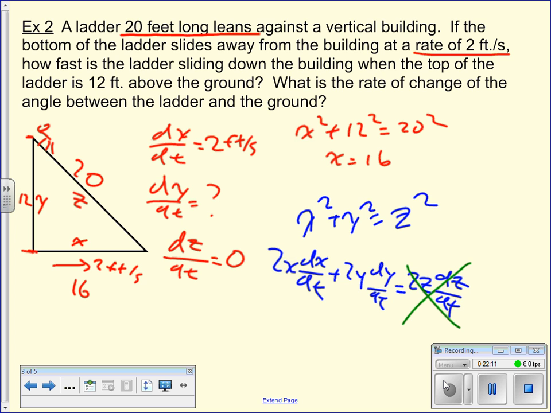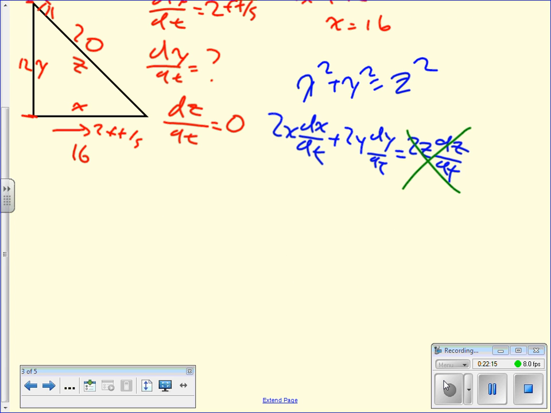And now, if I divide everything by 2, I get x dx/dt plus y dy/dt equals zero. What am I looking for? dy/dt. How fast is the ladder sliding down the wall? I'm looking for dy/dt.